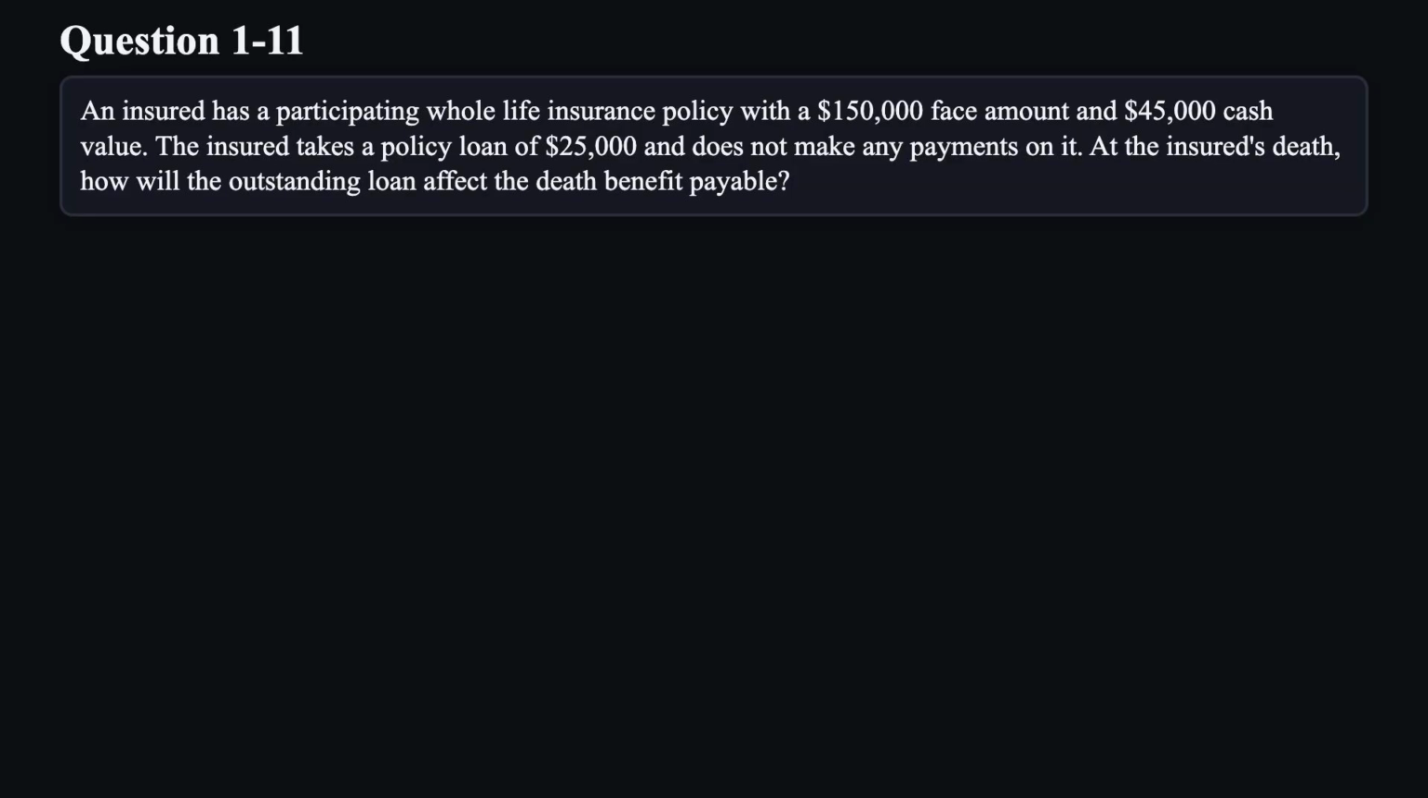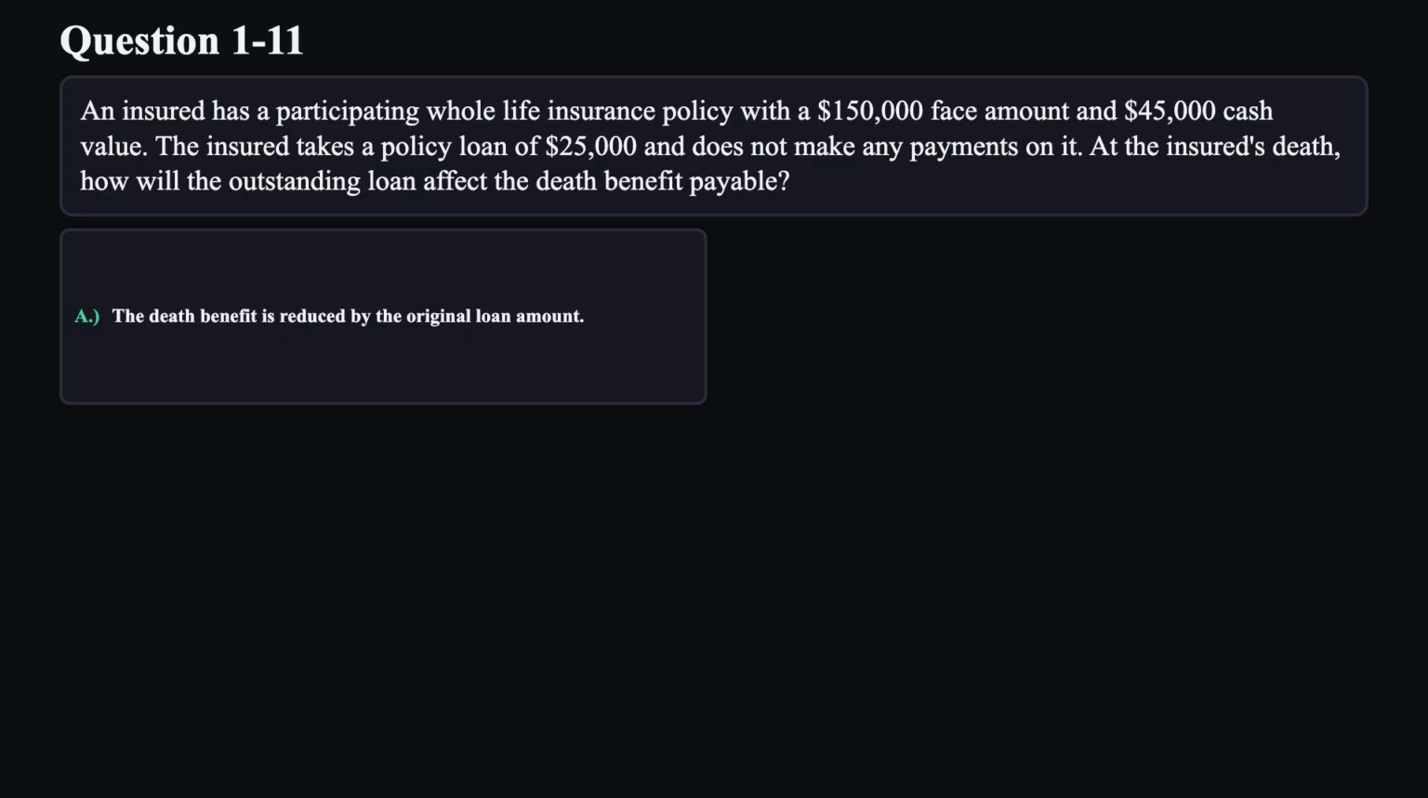Question 11. An insured has a participating whole life insurance policy with a $150,000 face amount and $45,000 cash value. The insured takes a policy loan of $25,000 and does not make any payments on it. At the insured's death, how will the outstanding loan affect the death benefit payable?